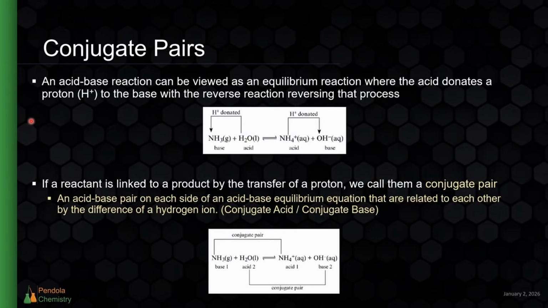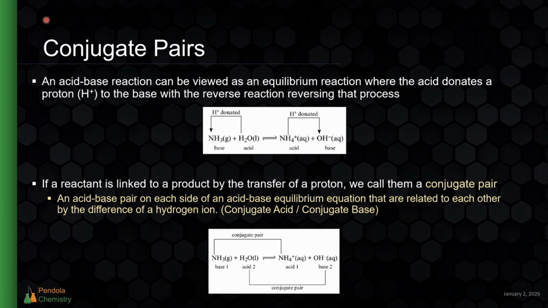Now, before we start looking at some questions from the AICE exam, let's look a little bit at vocabulary. Because one of the most confusing pieces of vocabulary is going to be this conjugate pair vocabulary. An acid-base reaction, a reaction where an acid reacts with a base, which is essentially any reaction, even those with water, can be viewed as an equilibrium reaction where the acid donates a hydrogen ion to the base with the reverse reaction, reversing that process.